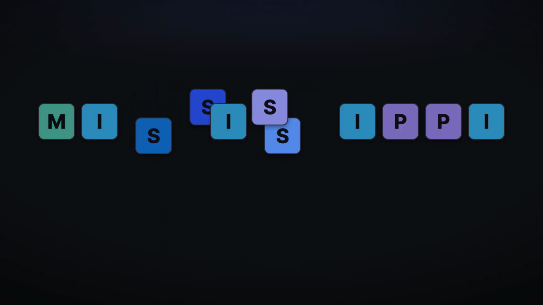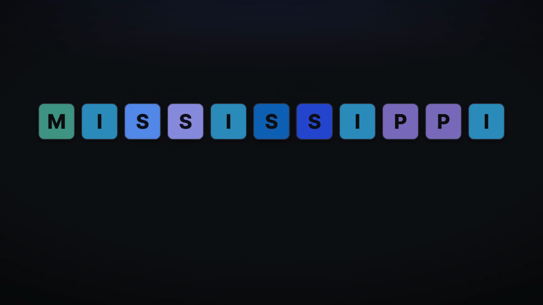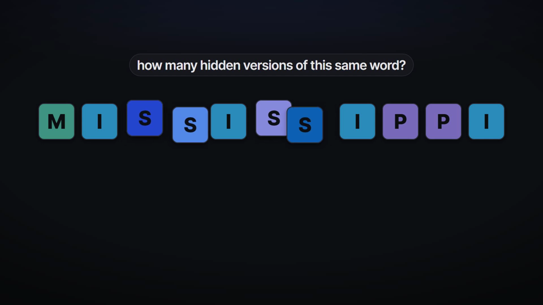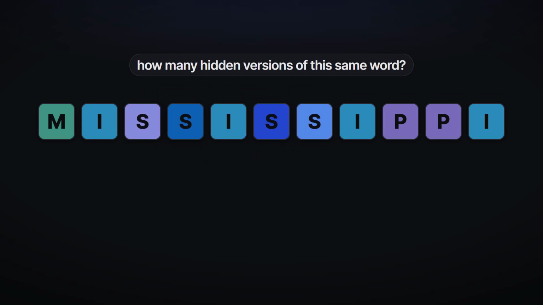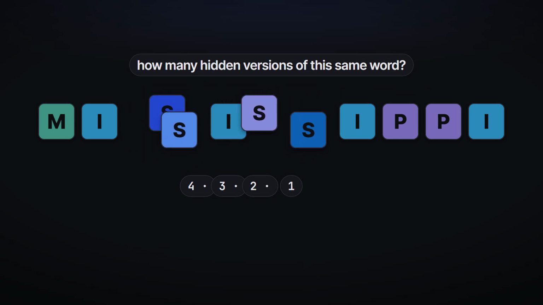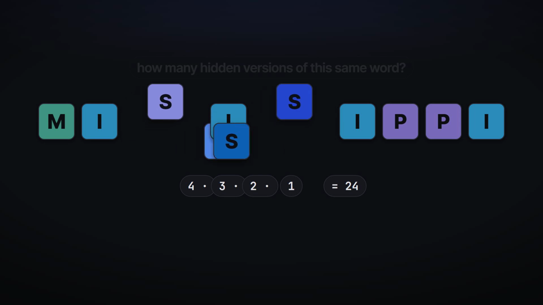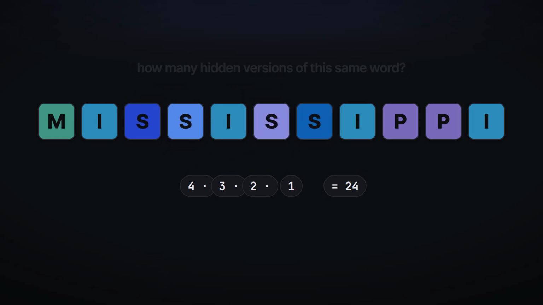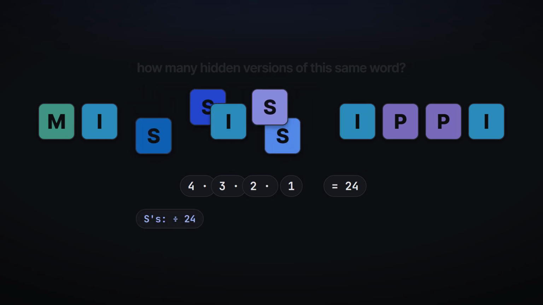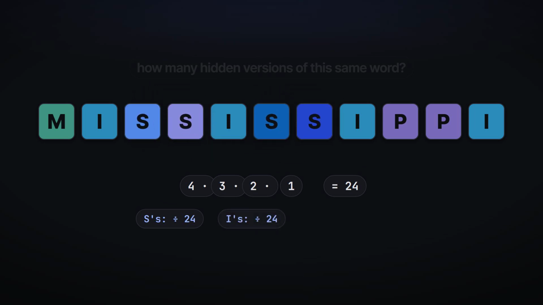Now the S's. Same kind of question. How many hidden versions of this same word are there if I only shuffled the S's? Well, 4 choices for which S comes first, then 3, then 2, then 1. 24 orderings, all of them showing the same word. So divide by 24. The 4 I's, another 24. And the M is alone, so there's nothing to fix there.